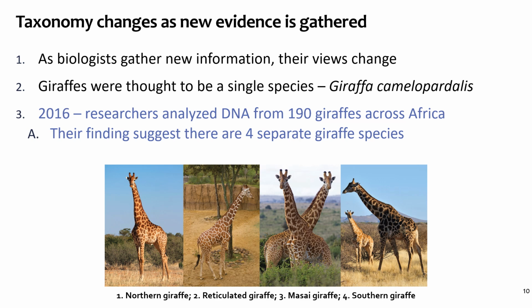And then on top of that, as we get new information, sometimes organisms are reclassified. So for example, giraffes used to be considered all a single species. There are 4 main types of giraffes. And as people studied them a little bit more closely, they realized that they are genetically distinct enough to consider them separate species. So we went from 1 giraffe species to 4 giraffe species after a 2016 publication analyzed DNA from a variety of giraffes.